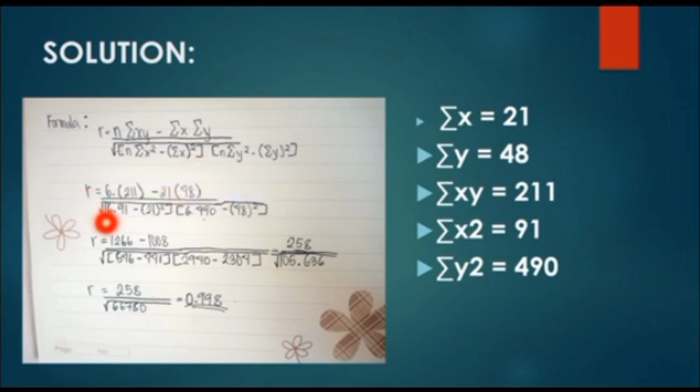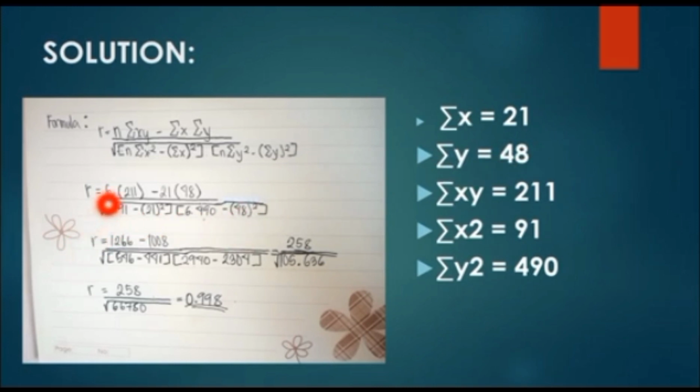Divided by the square root of 6, which is n, times the sum of x squared, which is 91, minus the sum of x, which is 21, squared, and then 6 times the sum of y squared, which is 490, minus the sum of y, which is 48, squared.